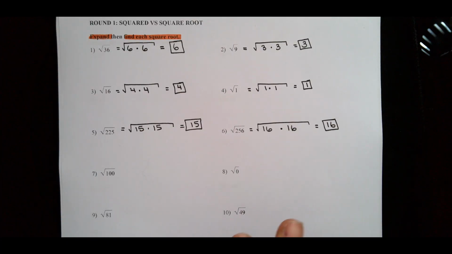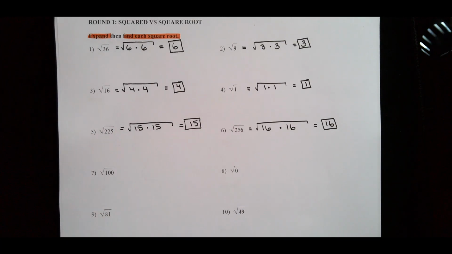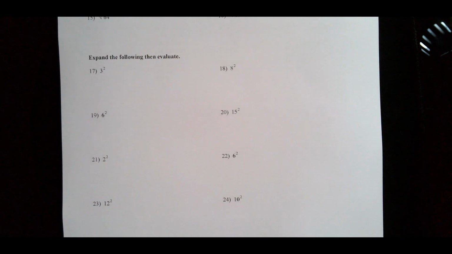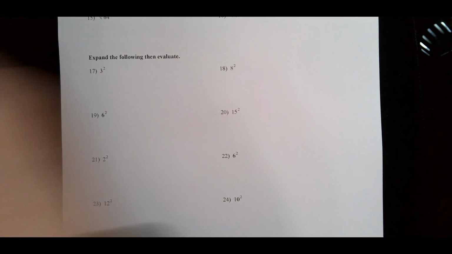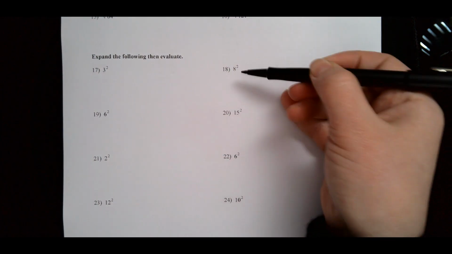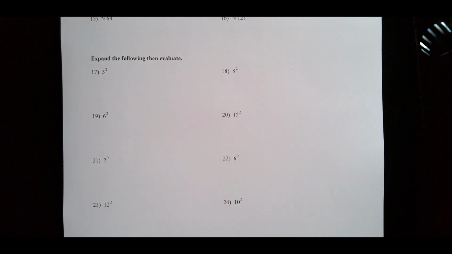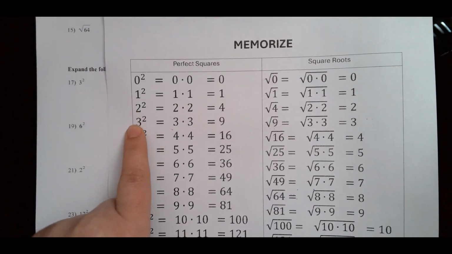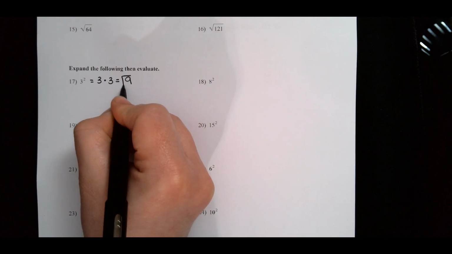Okay, so this is what you're going to have memorized. Go ahead and complete questions 7 through 16. This is still round 1. After the first half of round 1, the second half goes to your perfect squares. For your perfect squares, again, we want to expand and then evaluate. So I'm going to look at 3 squared. My expansion is 3 times 3. No house, no square root, just 3 times 3. 3 times 3 is 9.